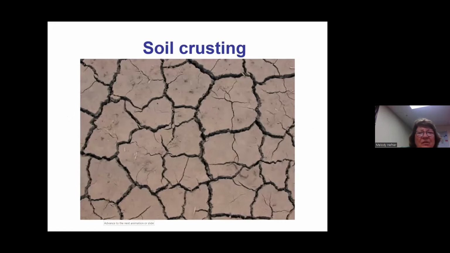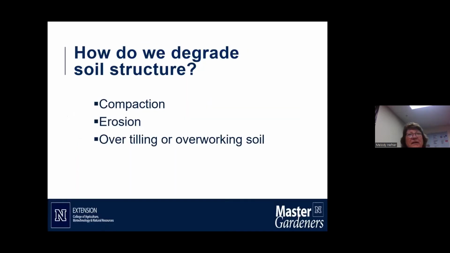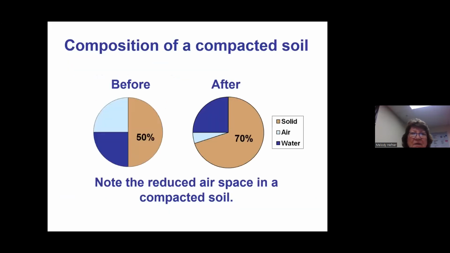But we do other things all on our own to degrade soil structure, and the three most common are compaction, erosion, and overworking or overtilling the soil. So let's go back to the composition of an ideal soil. Remember, we said we had 50% mineral fraction and 50% pore spaces, where 25% is filled with water and 25% is filled with air. So half of the soil is pore space, and half of that is air and half of that is water.